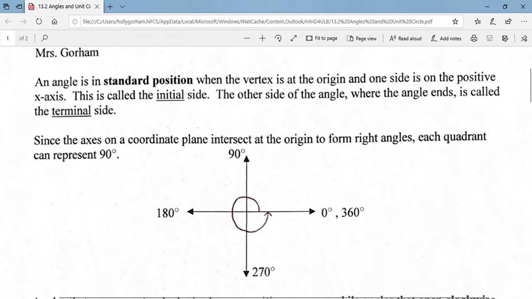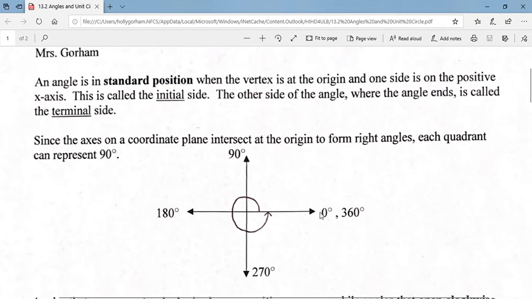An angle is in standard position when the vertex of the angle is at the origin and one side is on the positive x-axis. This is called the initial side. The other side of the angle, where the angle ends, is called the terminal side. So I'll show you that in a second. Since the axes on the coordinate plane intersect at the origin to form right angles, each quadrant represents 90 degrees.